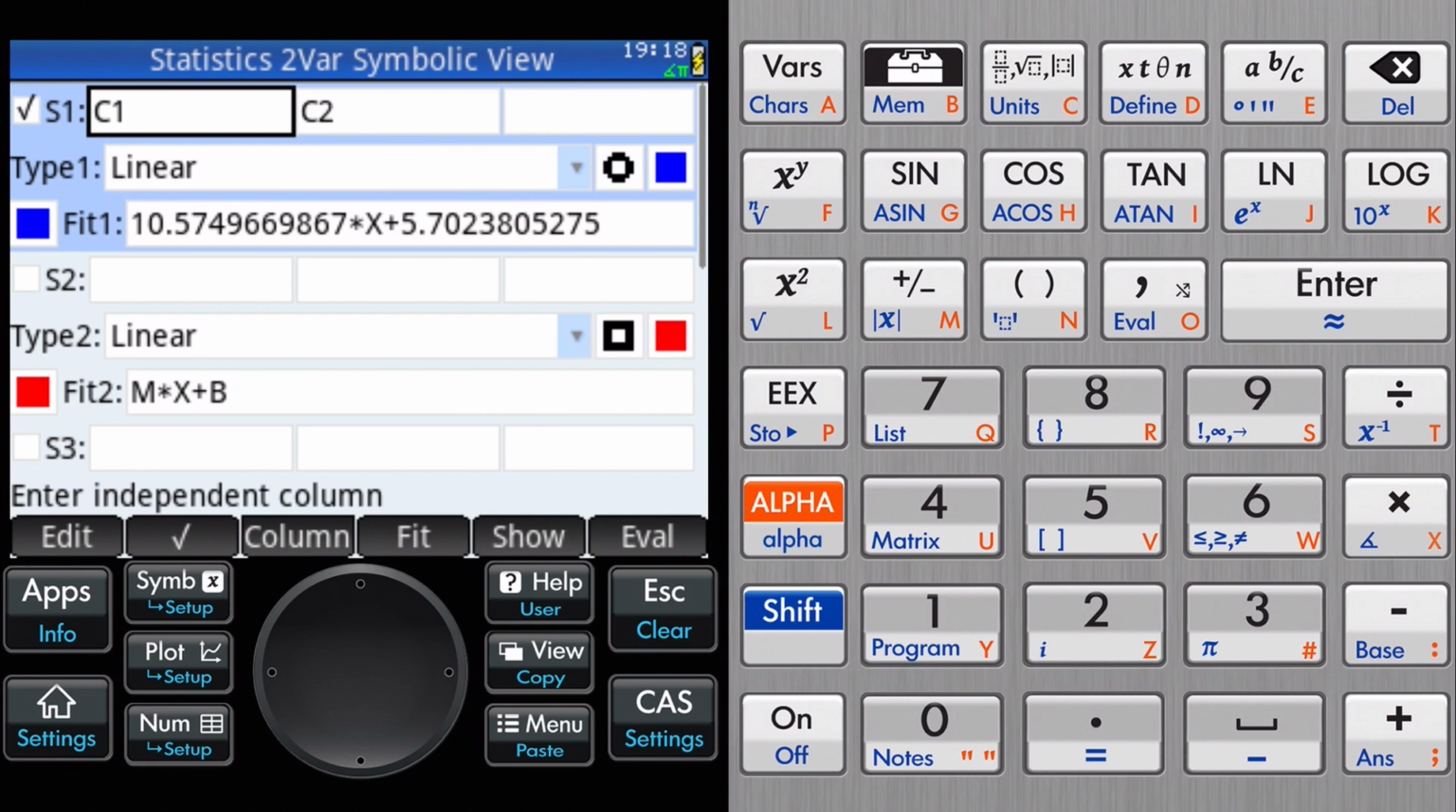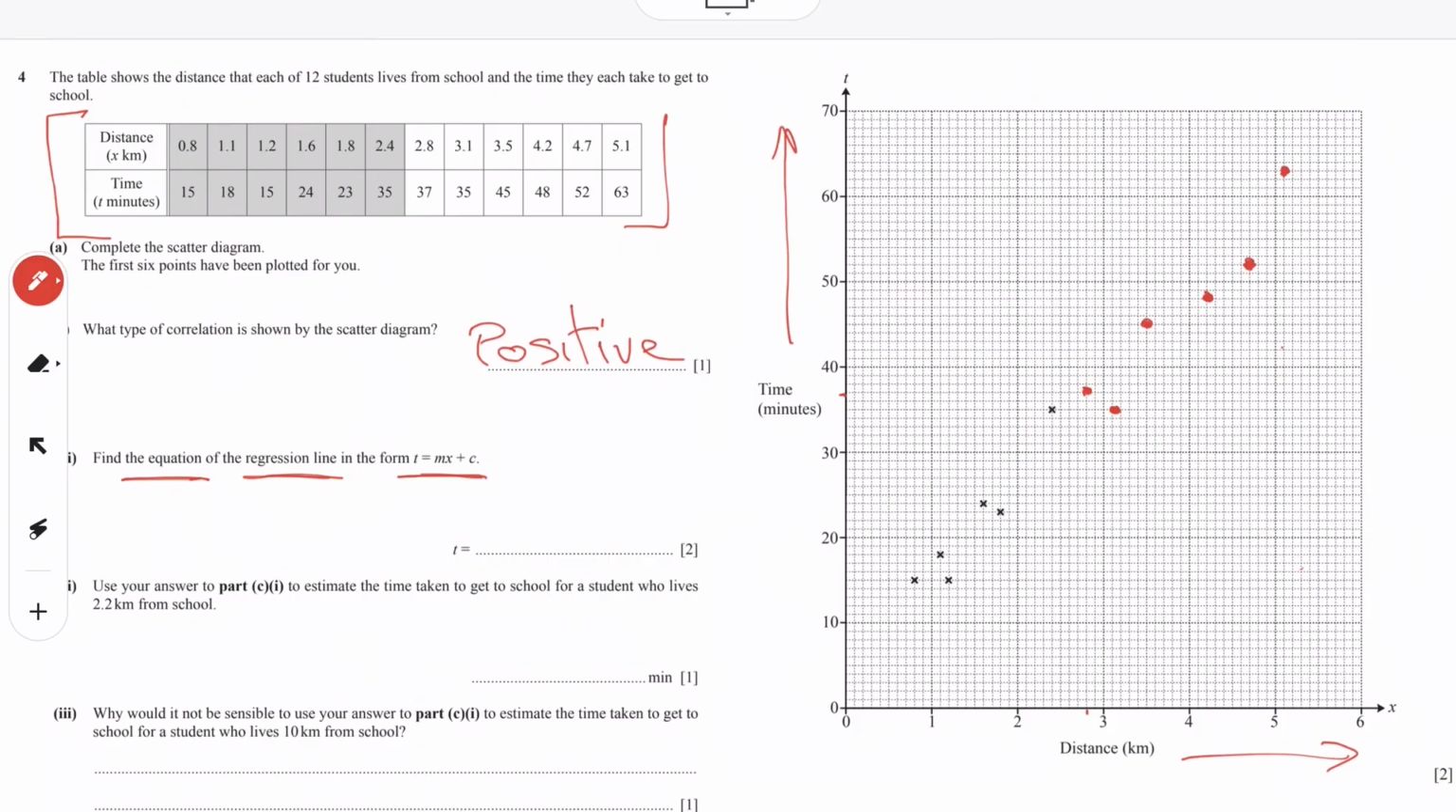So taking that onto the answer sheet, I'm going to put these figures in. So I have, obviously, t equals, and to 3 significant figures, I've got 10.6 x, plus c, which is 5.70. And that would be my answer for that one there. Okay, so t equals 10.6x plus 5.70.